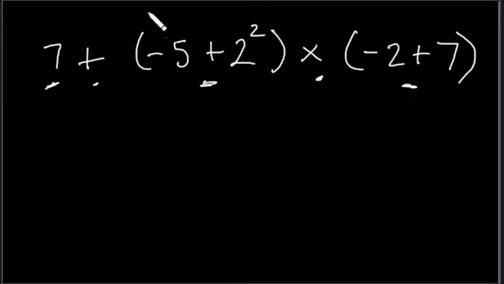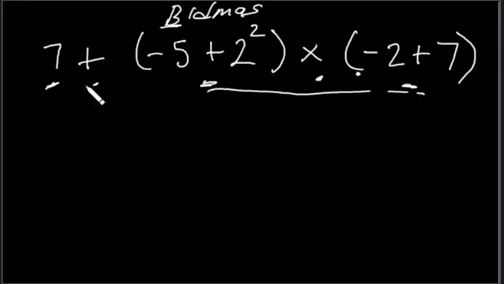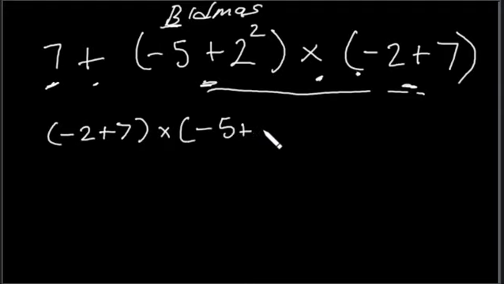So just remembering our law of BIDMAS, the B stands for brackets, and so we're going to handle our brackets first. We're going to handle this side of the operation first before this side. So we're just going to write it the conventional way. Let's say minus 2 plus 7 times minus 5 plus 2 squared plus 7.